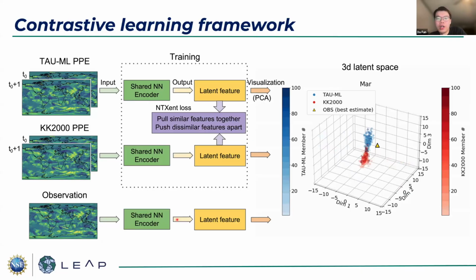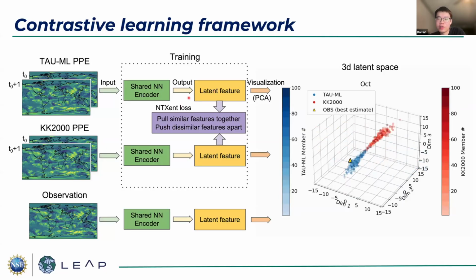So here's the contrastive learning framework. We use monthly mean variables from tau-ML PPE and KK2000 PPE at 2 adjacent time steps, and corresponding monthly mean observation data. During the training part, we use a neural network to project monthly radiation and liquid water paths into a 128-dimensional latent space. A latent space is a low-dimensional and highly compressed representation of the input data.